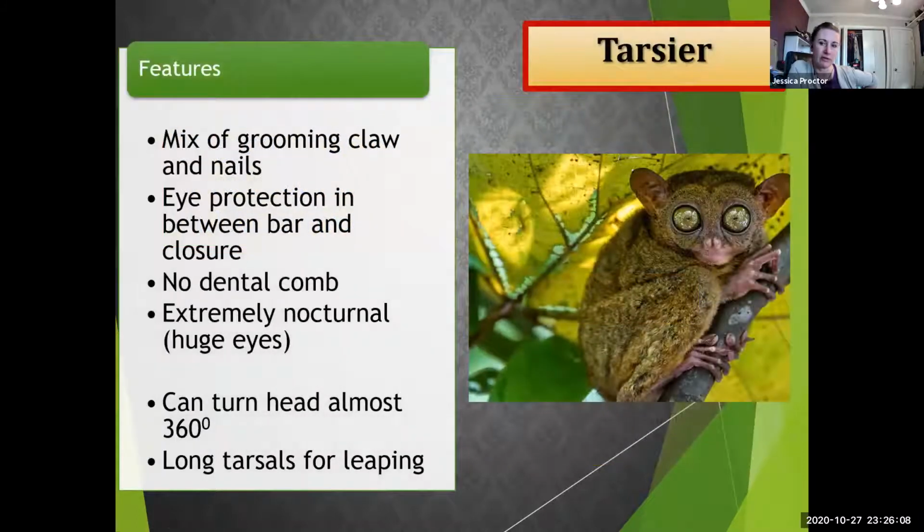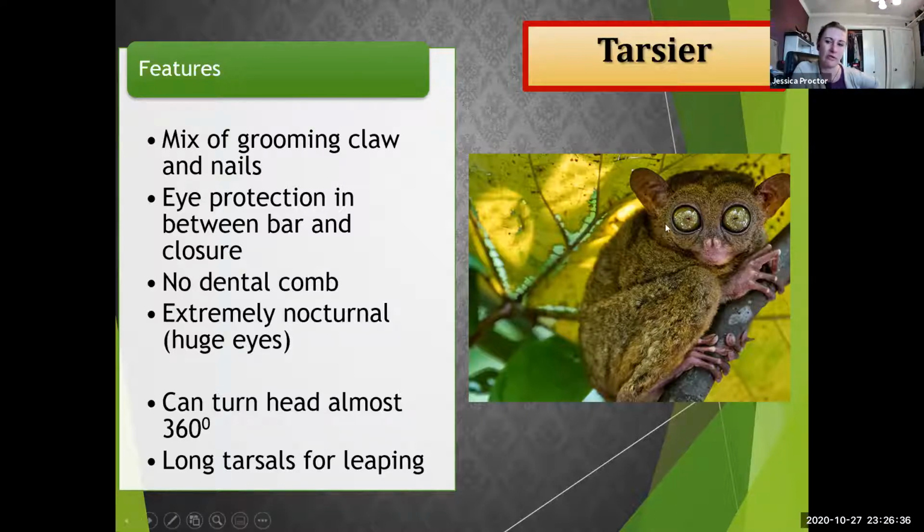All right, so some features of the tarsiers. When you look at this picture of the tarsier, obviously a very small primate, the orbits are very, very large. That's a good thing to note as well. One of your lab activities is asking you to determine between nocturnal and diurnal primates. Just like an owl has really large orbits, really large eyes, and can rotate its head almost 360 degrees, a tarsier can do the same.